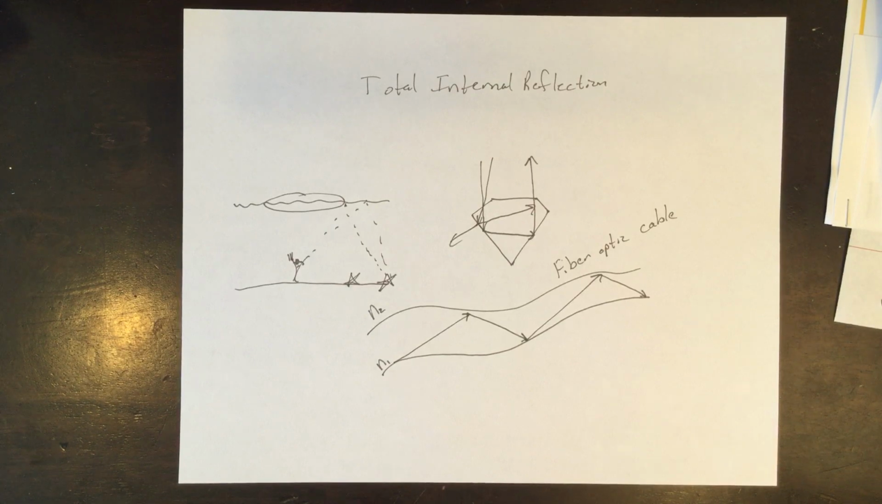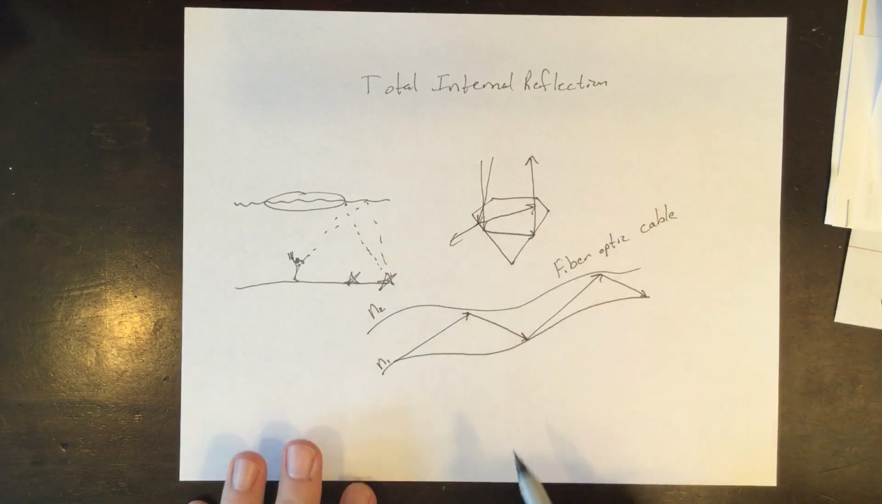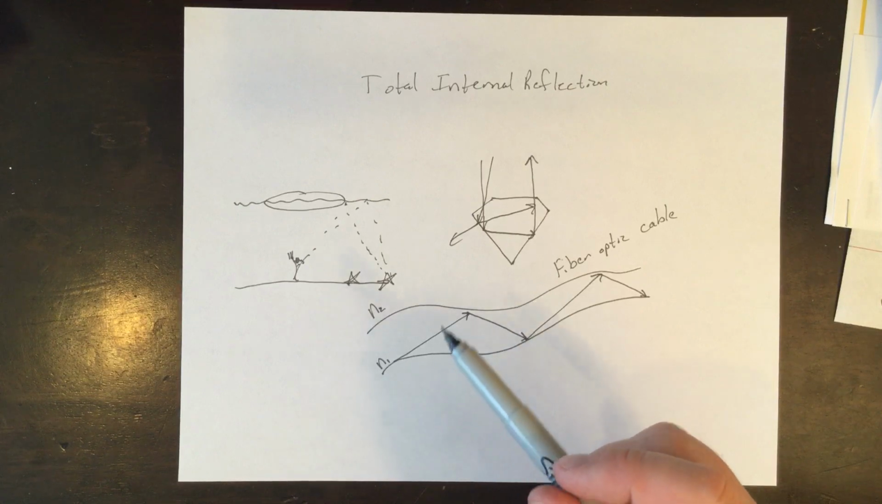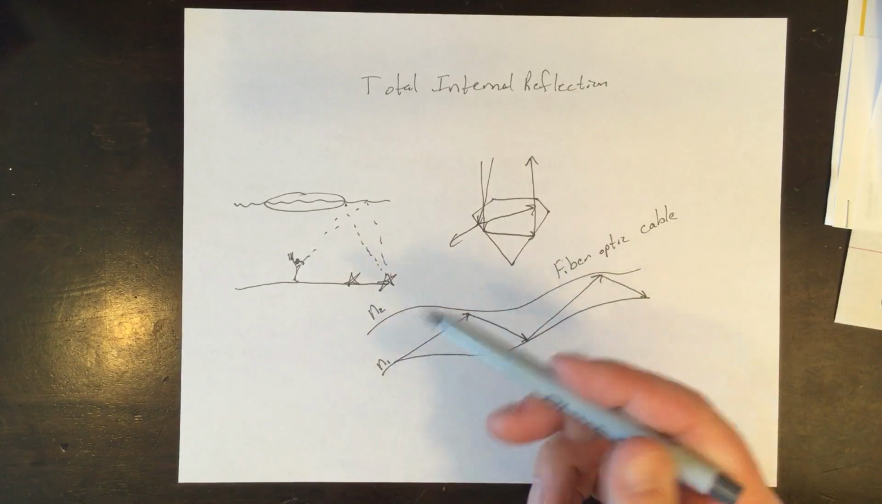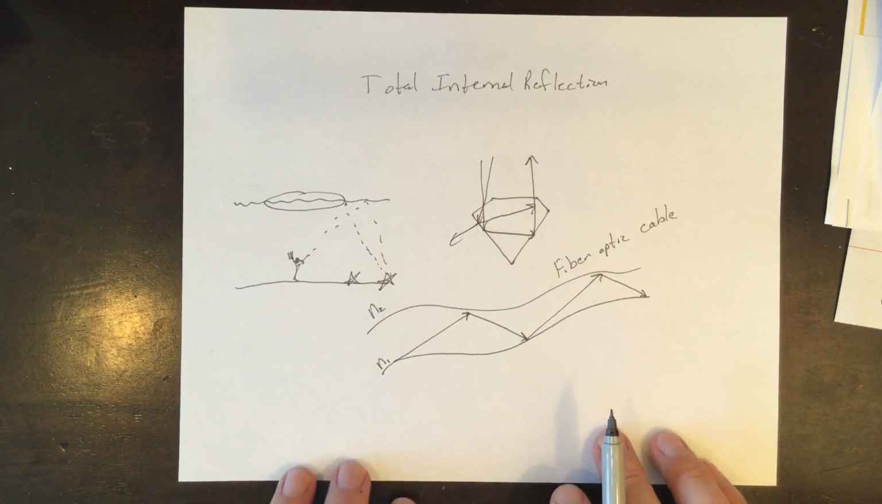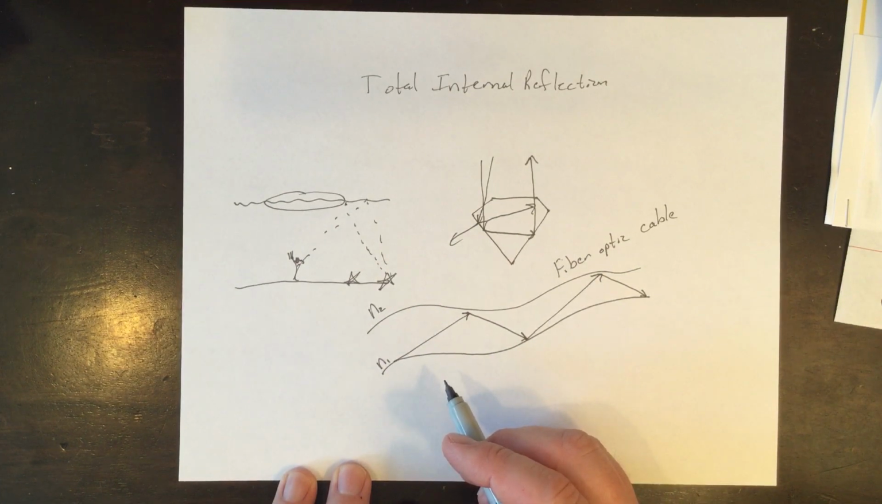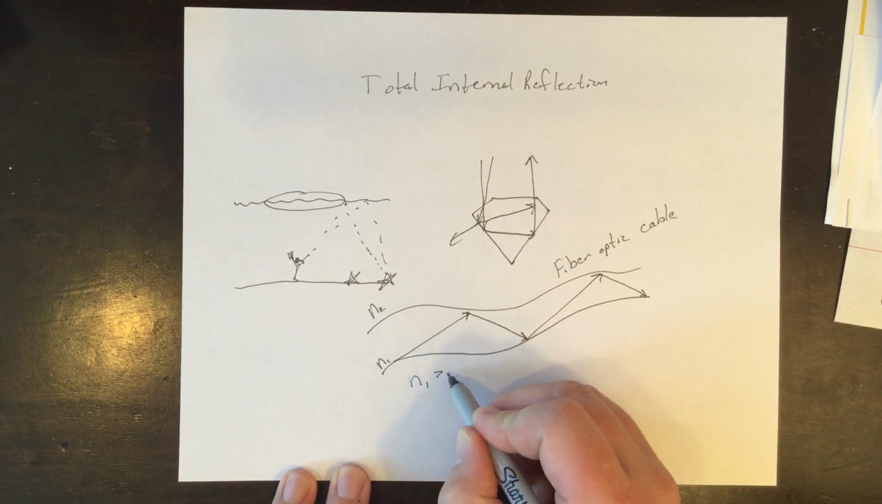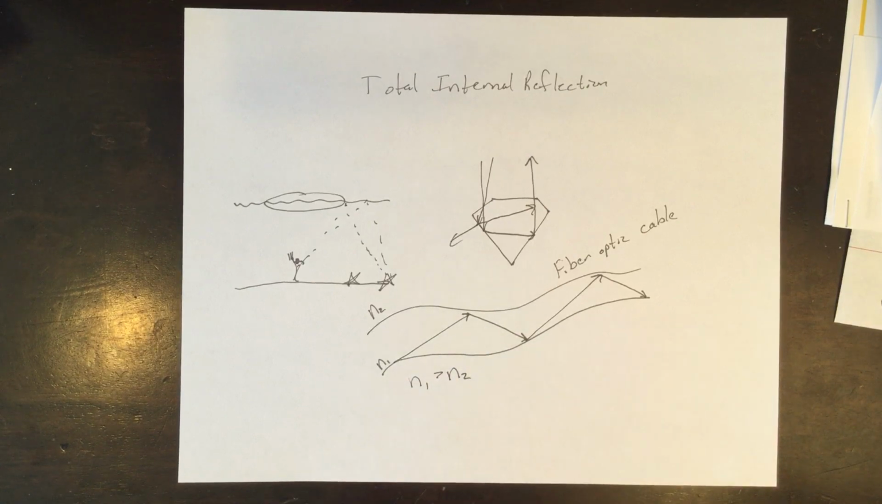Okay, so total internal reflection: when all the light is reflected off a surface or boundary and none is refracted out. If this cable would start to get roughened up, you would have some refraction out, and that would be a bad thing. So this happens when you move from a medium of higher index to a medium of lower. So once again, our N1 is going to be greater than our N2.